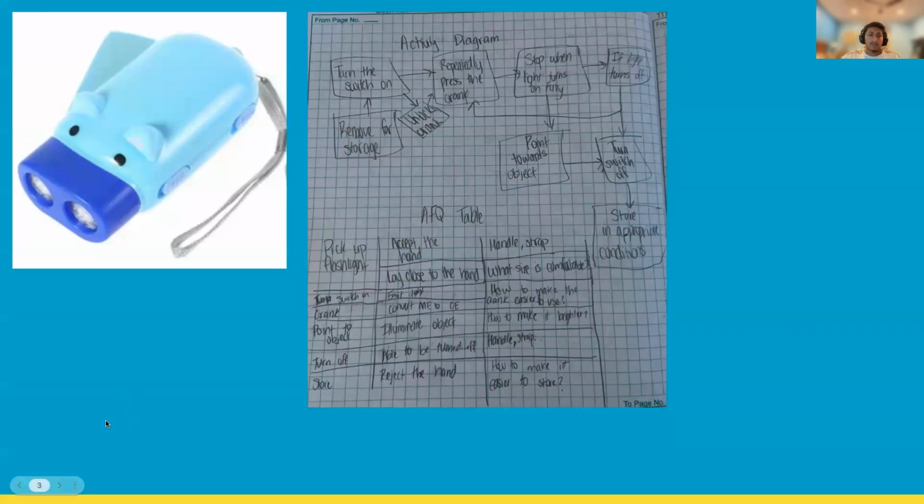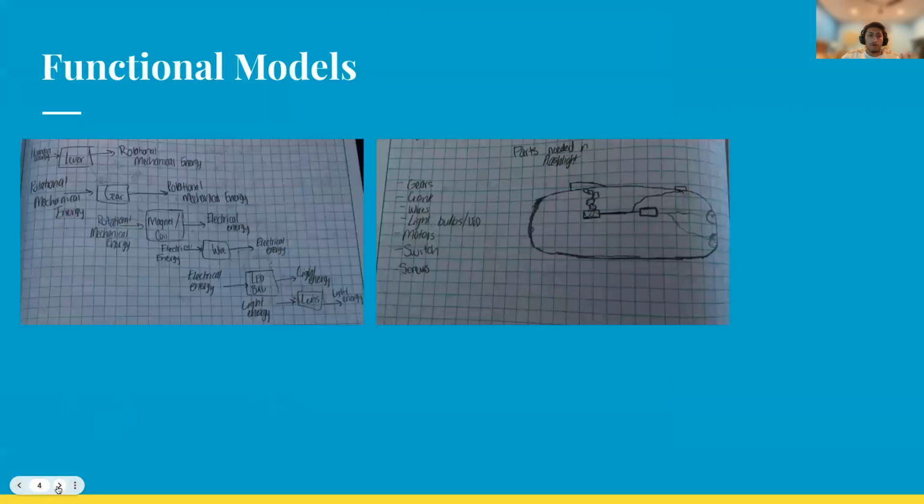Prior to the benchmark tests we had conducted, we created an activity diagram, as you can see to the right, and AFQ table to understand how the flashlight works. Now, after we had conducted our tests, we prepared a sketch to predict how the flashlight's interior would look, what parts were involved, and how each part contributed to the overall function of the flashlight.